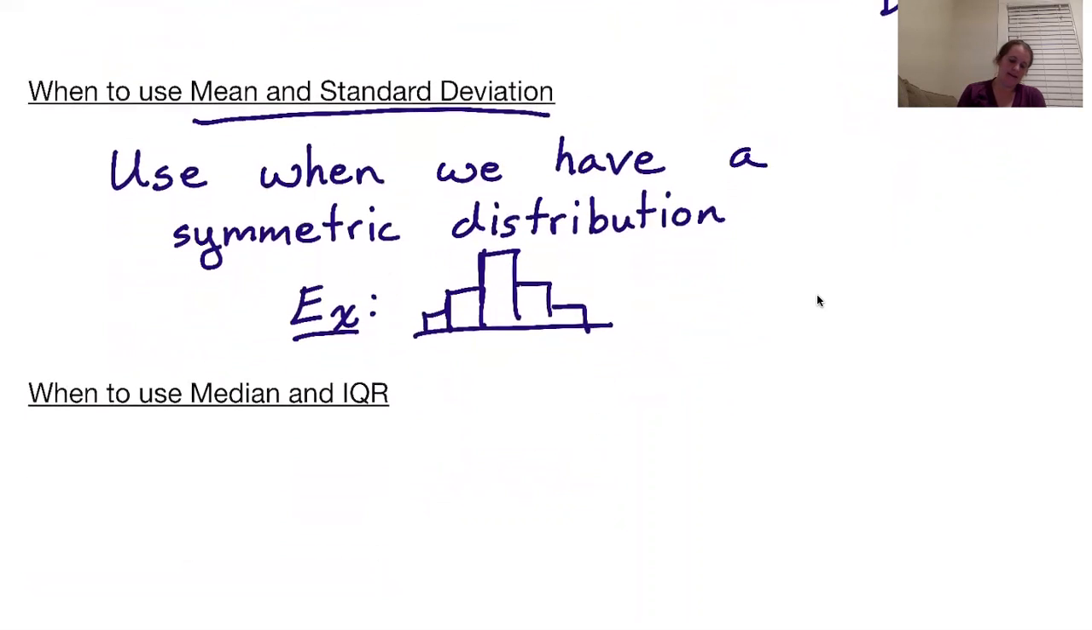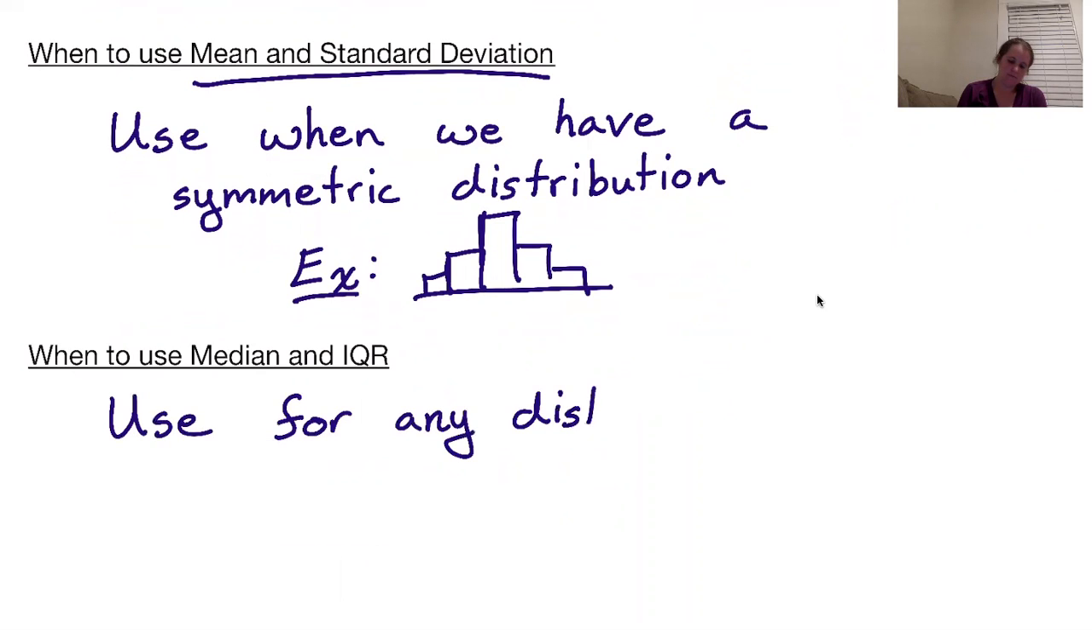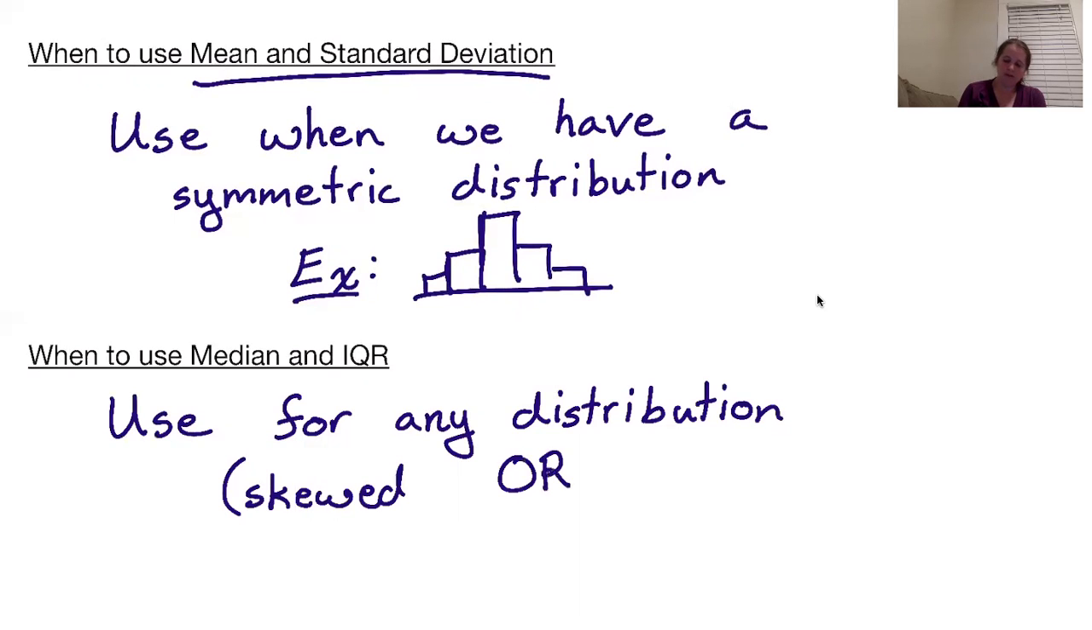On the other hand, if we do not have a symmetric distribution, then we usually would use median and IQR, but in fact, we can use this for any distribution. So it could be skewed or symmetric, and we have no problem with using the median and the IQR.